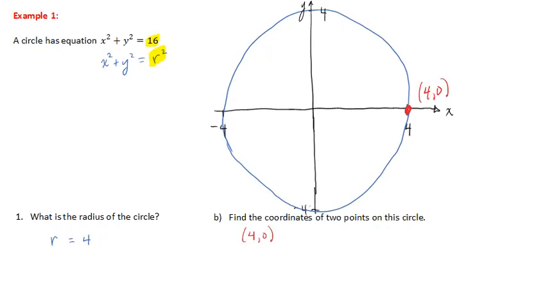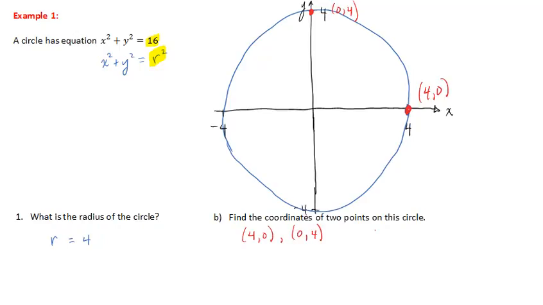Class, we're recording a video. Can somebody give me the coordinates of another point on the circle? Just shout it out real loud. 0, 4. Great. That's the point up here, 0, 4. So I'll write 0, 4 in my list.